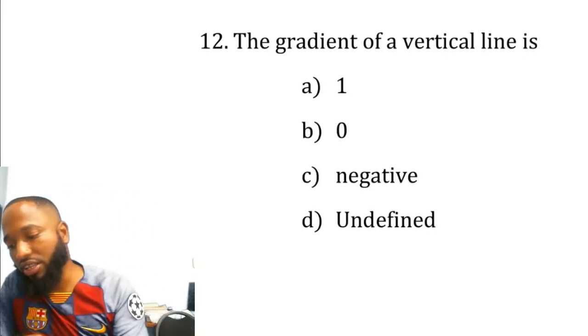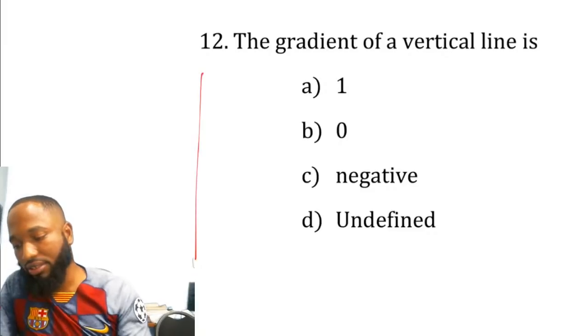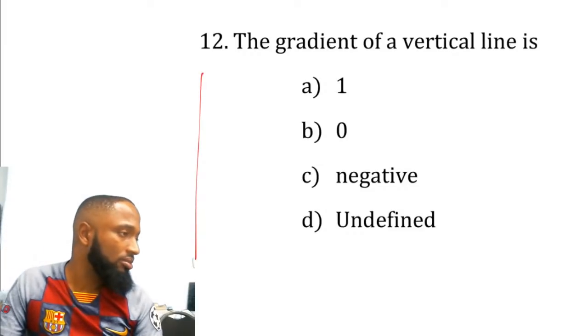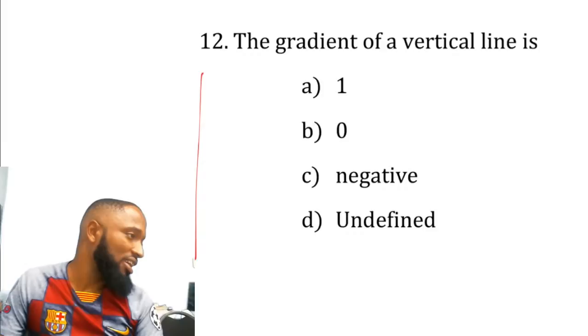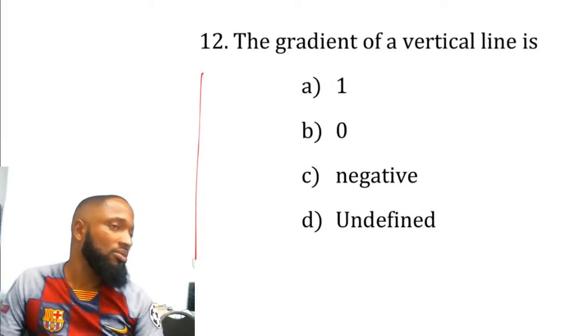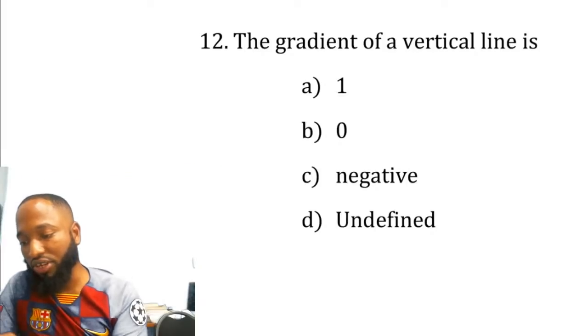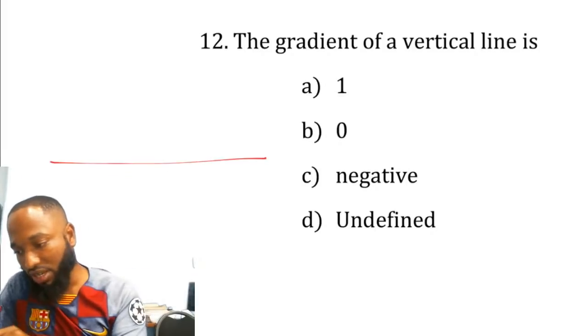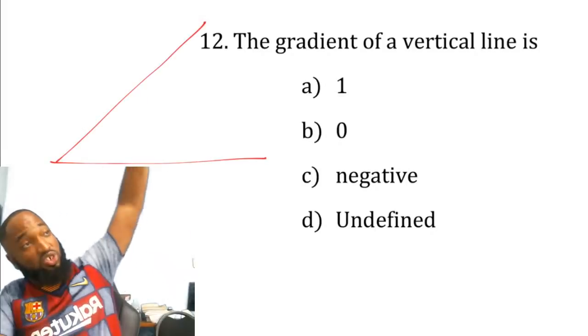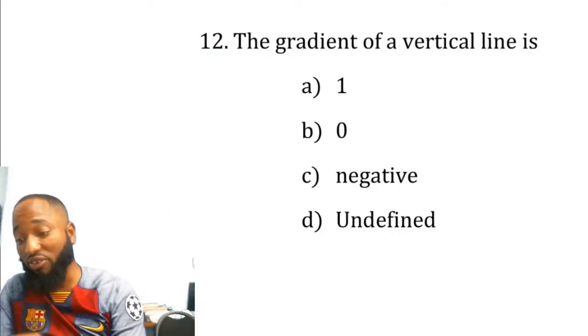12D. The gradient of a vertical line. So people say in D, is that your final answer? If you have a vertical line, alright. If you have a line that's horizontal, the gradient is 0. It's not moving. Gradient is 0.